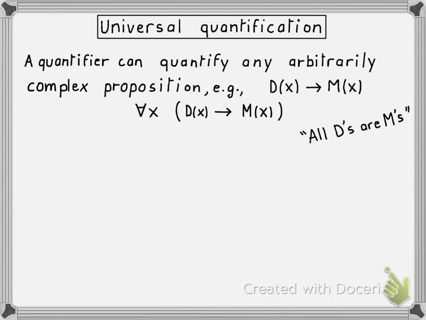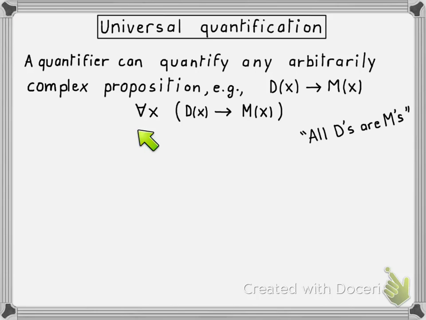All D's are M's, where D and M are any two properties. So we're not concerned with the translation from English to logic anymore. In fact, let's focus on a different question, which is, how do we determine whether such a proposition is true or false? And in the remainder of this segment, we are going to develop a graphical way of representing these kinds of situations.